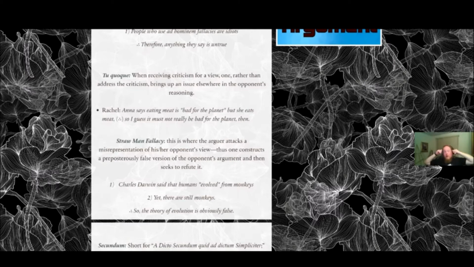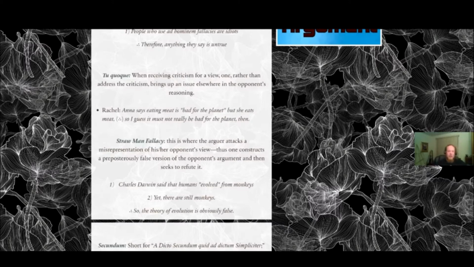So consider this. I've heard this one before many times. Charles Darwin said that humans evolved from monkeys. Yet there are still monkeys, so the theory of evolution is obviously false. What's the problem here? It's a misrepresentation. It's a straw man fallacy, because nowhere did Charles Darwin say that humans evolved from monkeys. He would say that apes and monkeys share a common ancestor with human beings. So they have a shared common ancestor. He never anywhere said that we evolved from monkeys. That's a misrepresentation of Darwin. So that's the problem here, is that you think you've beaten something by not talking about it or not articulating it correctly.